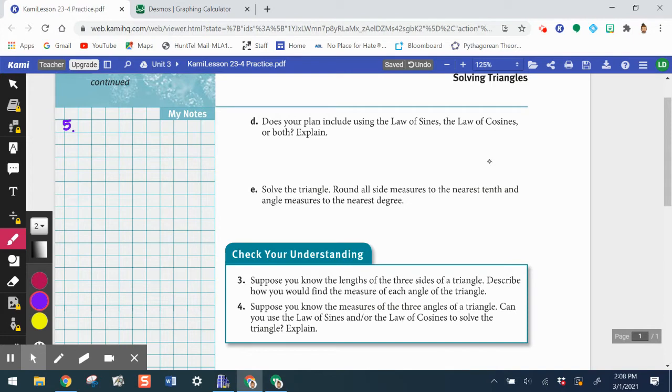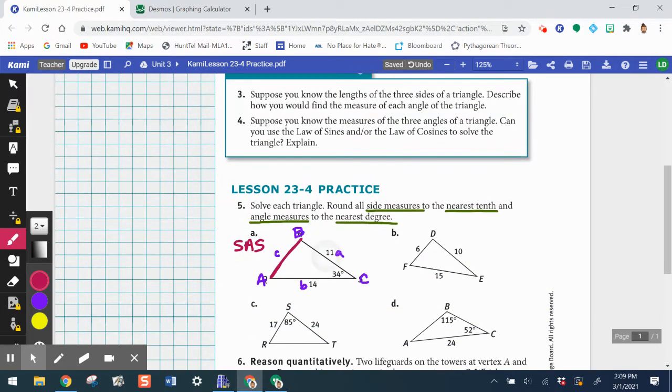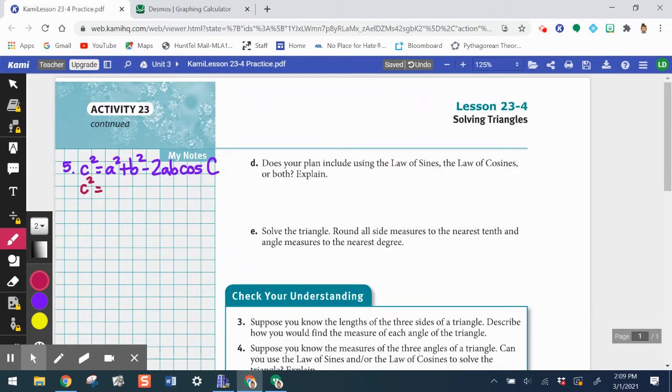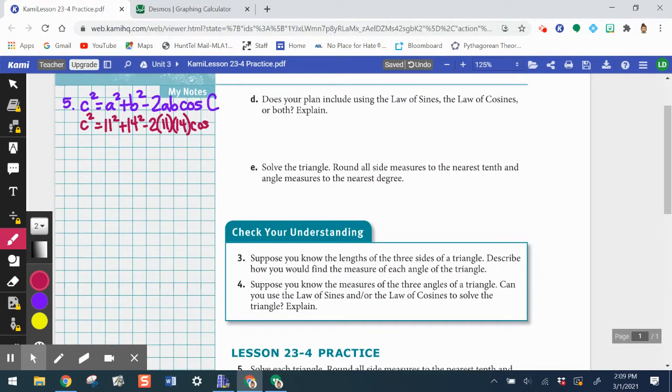So this is number 5. So c squared equals a squared plus b squared minus 2 times a times b times the cosine of C. So again, we don't know what c is in this problem, so we'll leave that unchanged. And a, 11, we called a, 14 we called b. So 11 squared plus 14 squared minus 2 times 11 times 14 times the cosine of, and I just forgot the angle measure, 34 degrees.